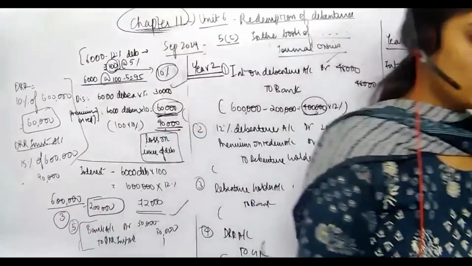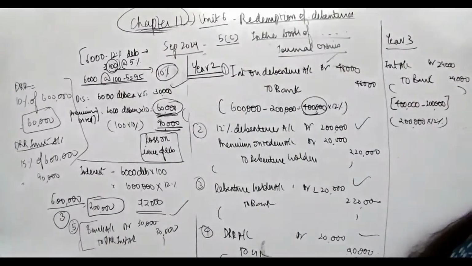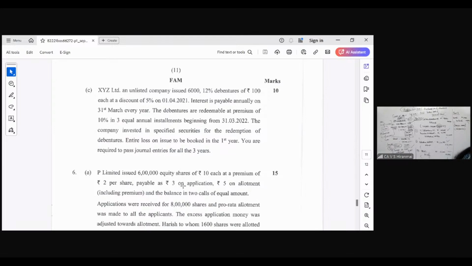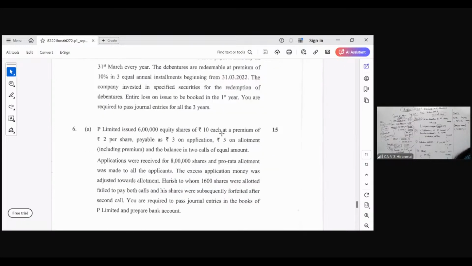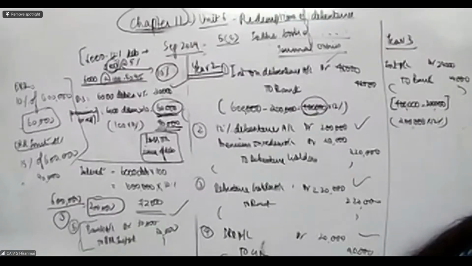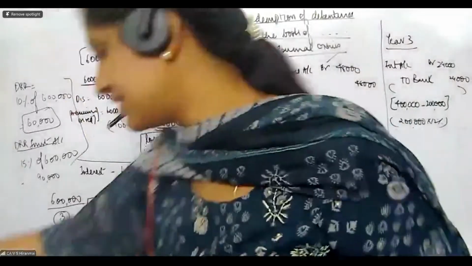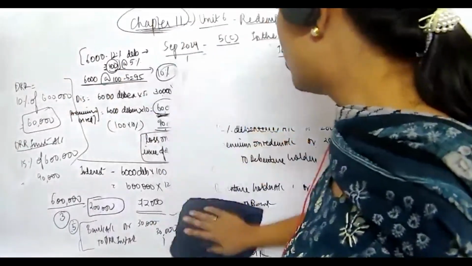Okay. Now we will look at the one last concept, or the one last question that was pending here, which is coming for 15 marks. Okay. P Limited issued 6 lakh equity shares of 10 rupees at a premium of 2. So 10 plus 2 is 12. Payable 3 on application, 5 on allotment, and balance in 2 calls of equal amount. All of you please see, 2 calls of equal amount. This is a very simple question. So I will just explain how you have to do.